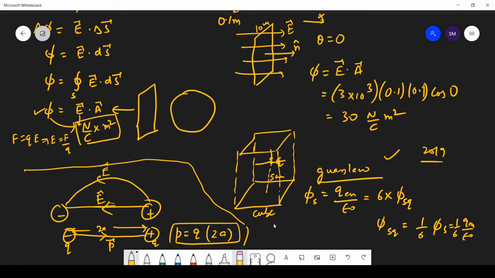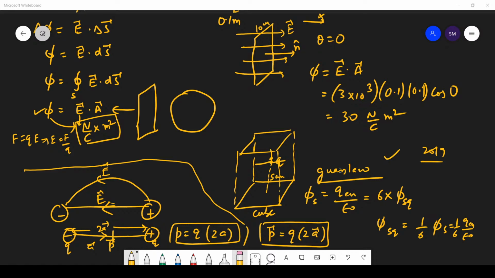And further, if you would like to write it in vector form, then make this vector a. So P equals Q into 2 vector a. This also gives the direction. This is the direction of vector a, and this is twice of vector a. So we can have questions regarding the electric field at a point on the equatorial line, that we have already done, and on the axial also, that is already there.